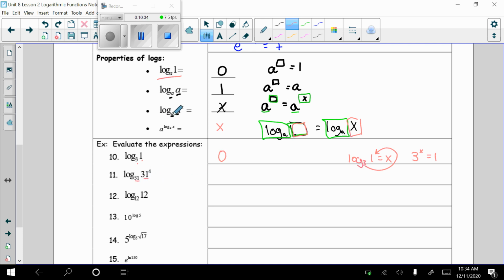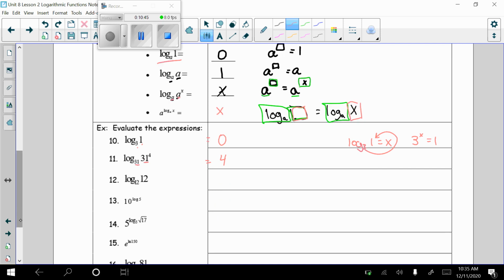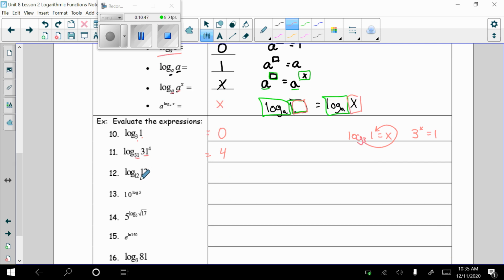Okay, here my bases match, so that applies to this rule here. So my answer is whatever's in my exponent position, that's just equal to 4. Utilizing those properties, log base 12 of 12 would be what? We're using this property right here, where my base matches what I'm taking the log of, it's just 1.